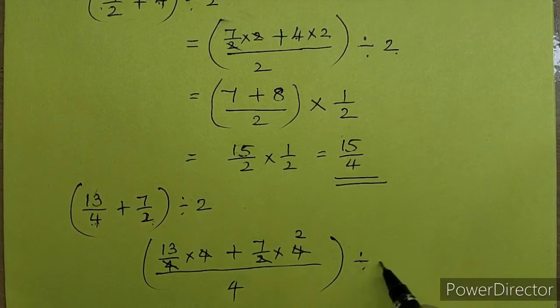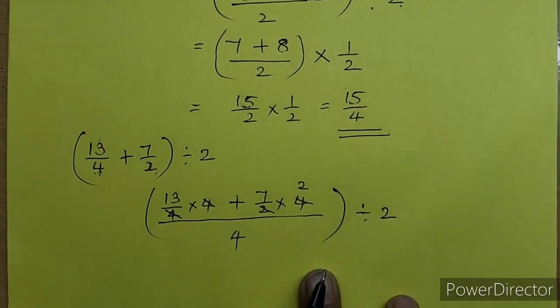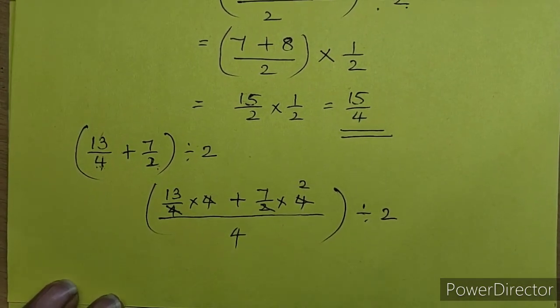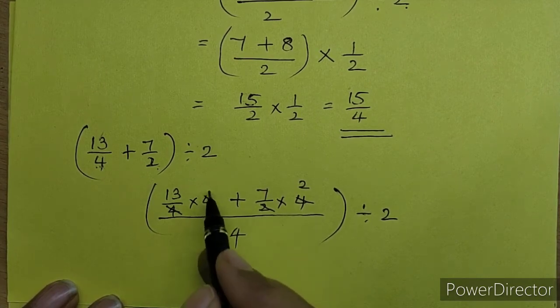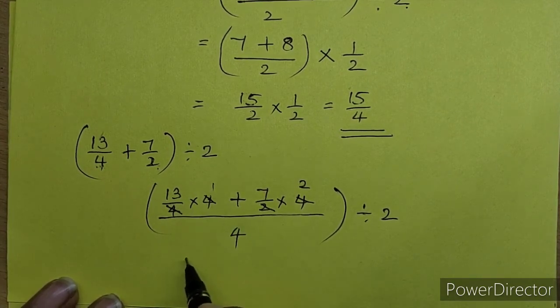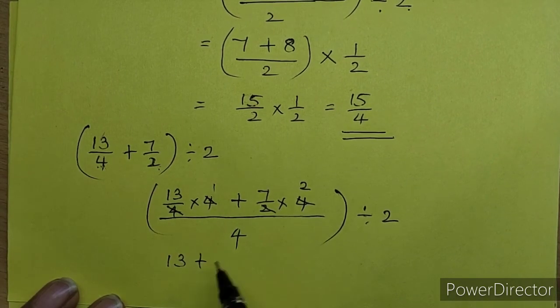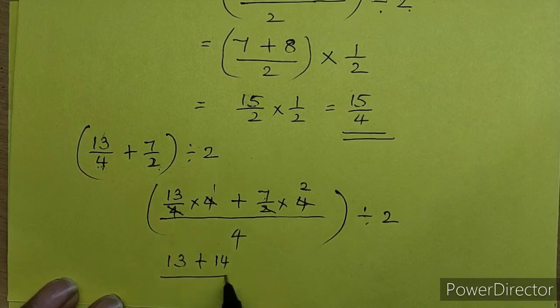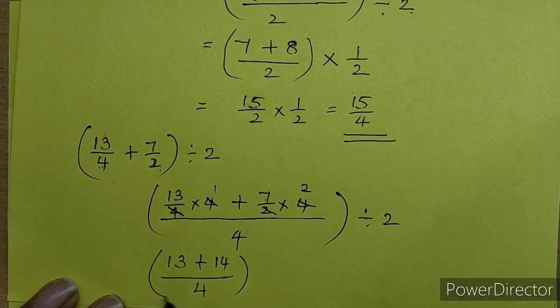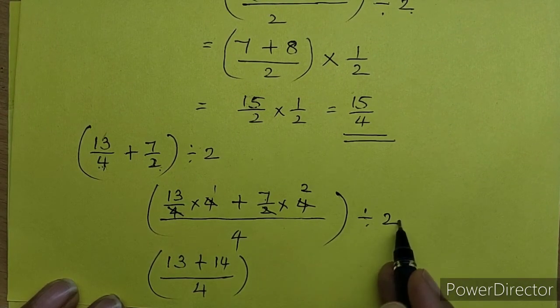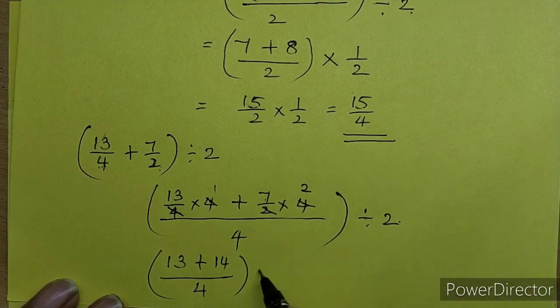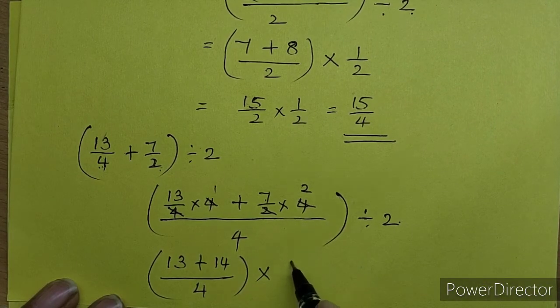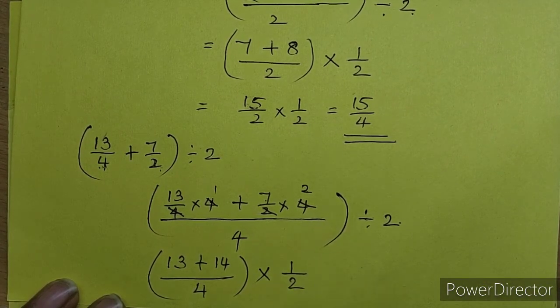Next, divided by 2. This division by 2 at any cost you should not forget. Next, 13 into 1 is 13 only, plus 7 into 2 is 14, divided by 4. This division by 2 you can change into multiplication by taking the reciprocal. So 2 by 1's reciprocal is 1 by 2.